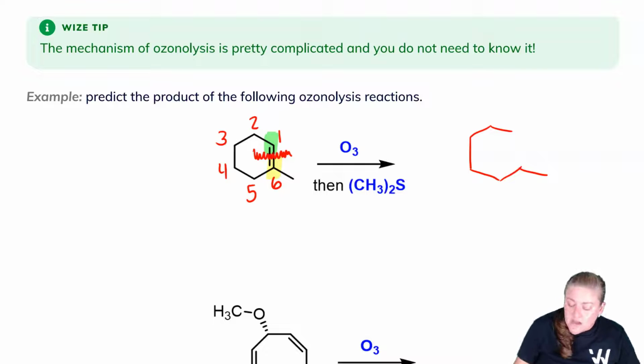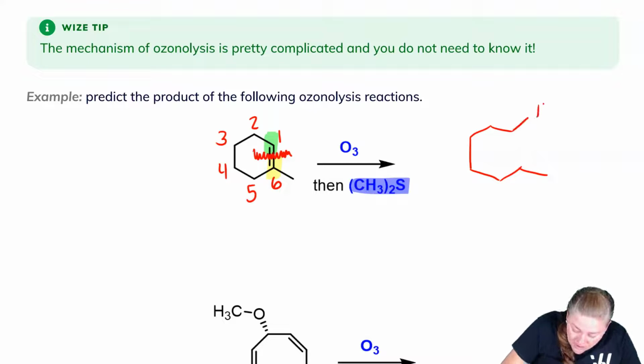Now I take a look at my workup. The workup here is dimethyl sulfide, and since I'm using dimethyl sulfide, that is a weak workup step, which means I should get the aldehyde. With all that being said, I'm going to get an aldehyde here and a ketone here.